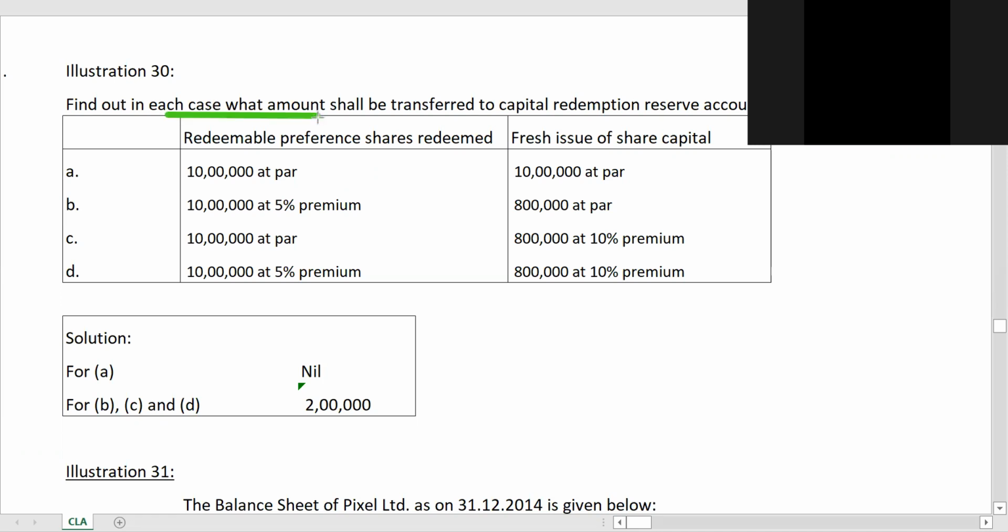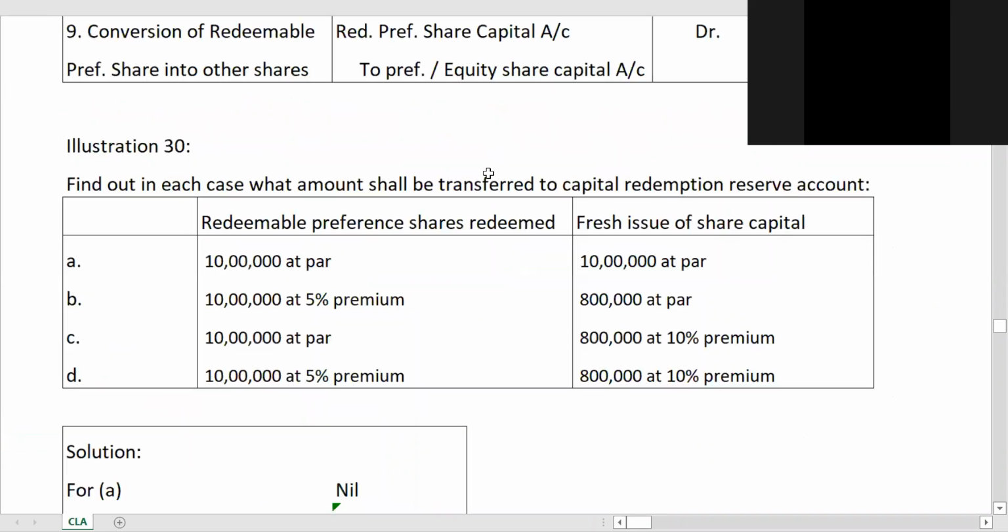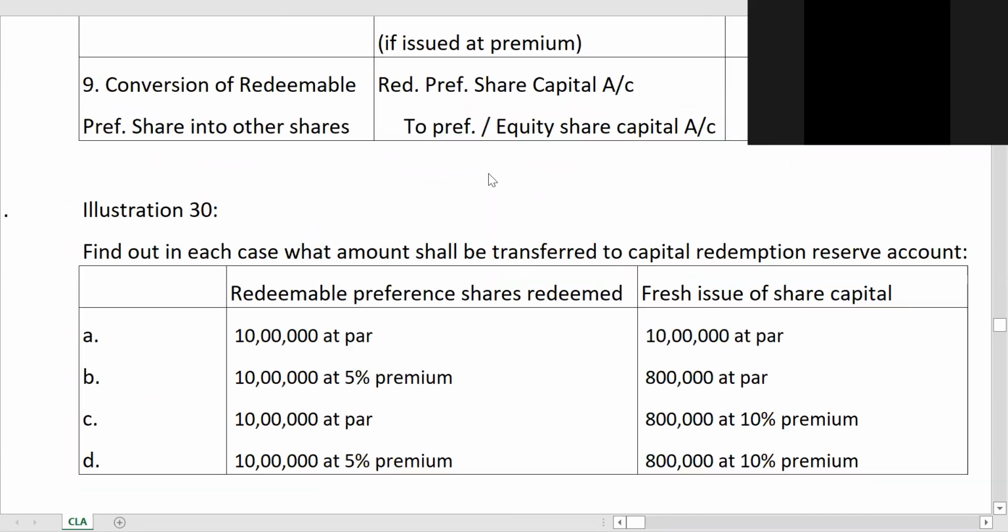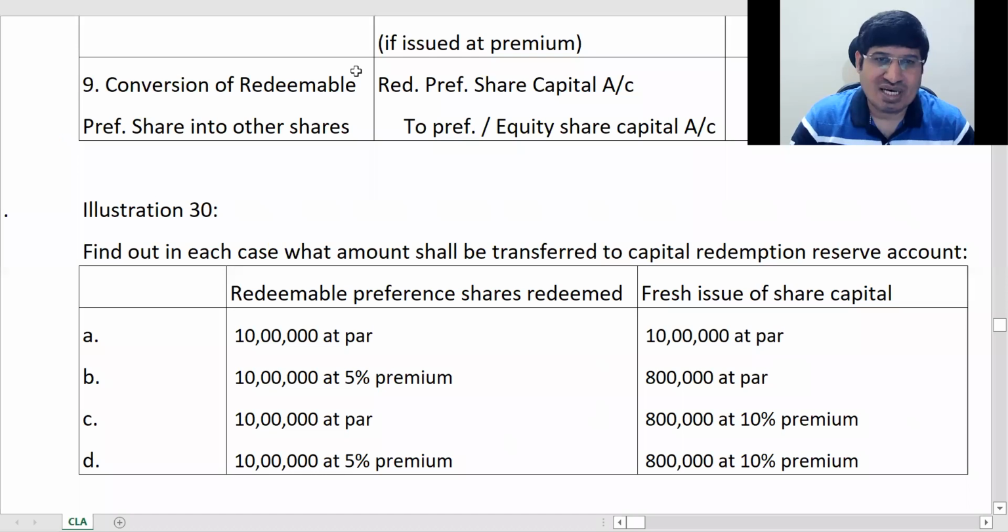Find out in each case what amount shall be transferred to the CRR account. Okay, now we will see what amount will be transferred to the CRR account. So what are they asking us? Tell us the capital component which will be transferred to CRR. Okay. Now shares redeemed are these, and this is the fresh issue.